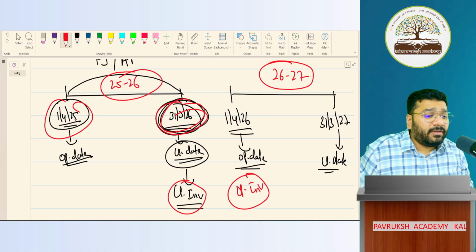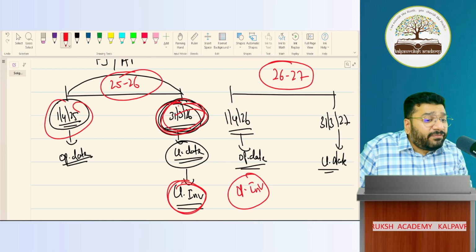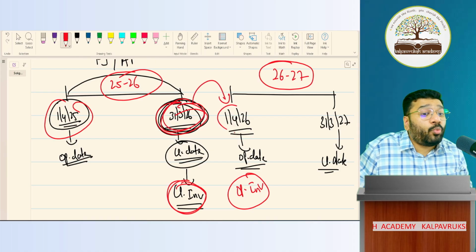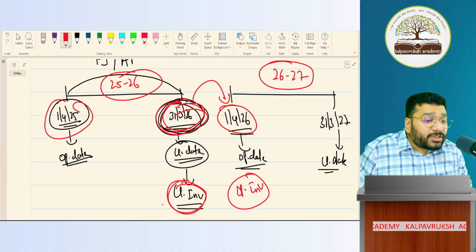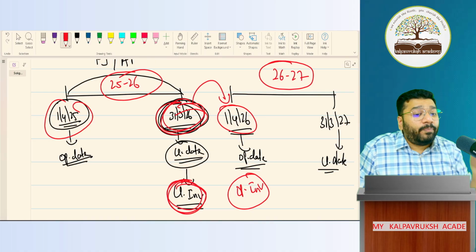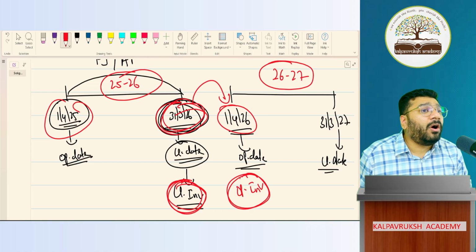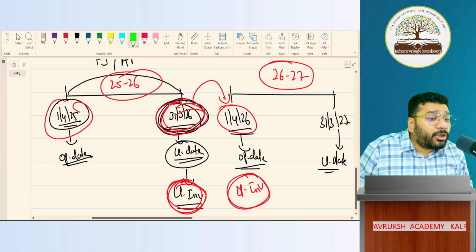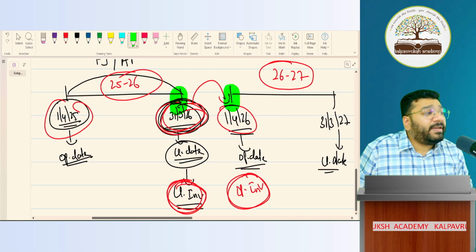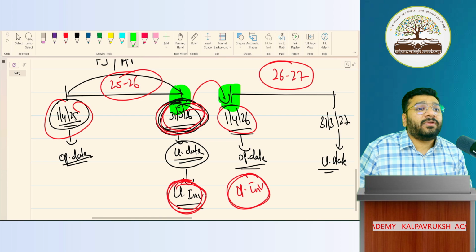So when this inventory from 31st March 26 travels to 1/4/26, this closing inventory will become opening inventory of the next year. Got it? This is closing of the current year. This is opening of the next year. Got it?